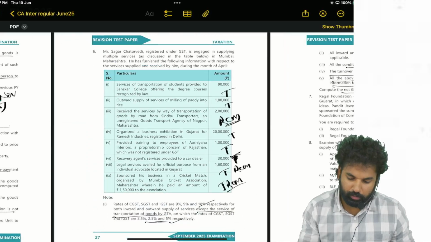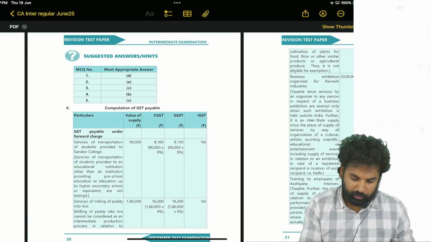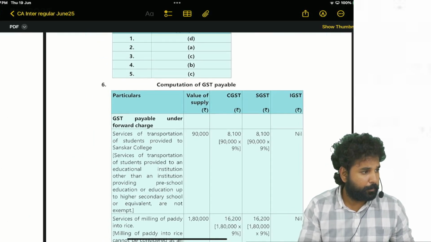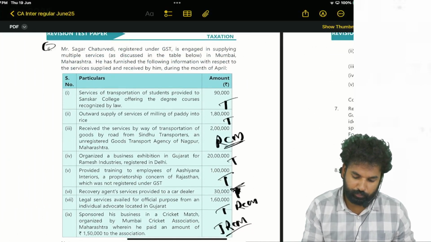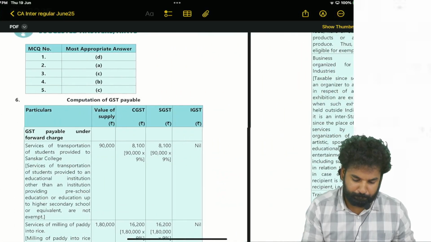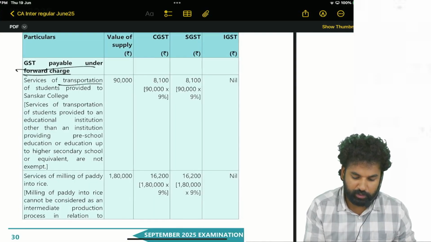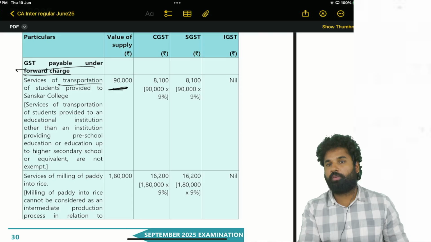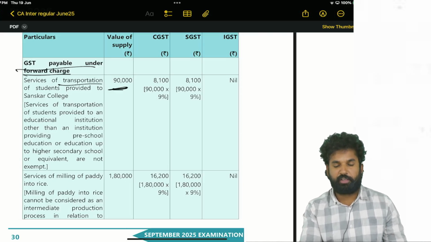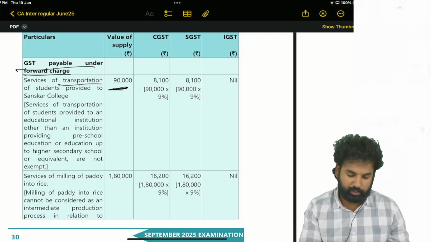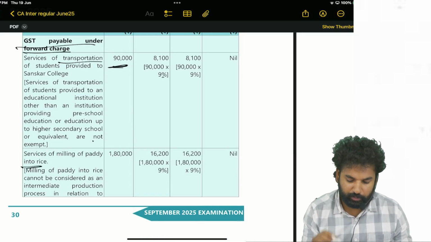Okay, right. So, which is the question? This is the 6th question only. First one, GST payable under forward charge. See, this is taxable, transportation of students, degree college students. That's why it is taxable. If it is school students, then it is exempted. So CGST, SGST. Milling of paddy into rice is also taxable.